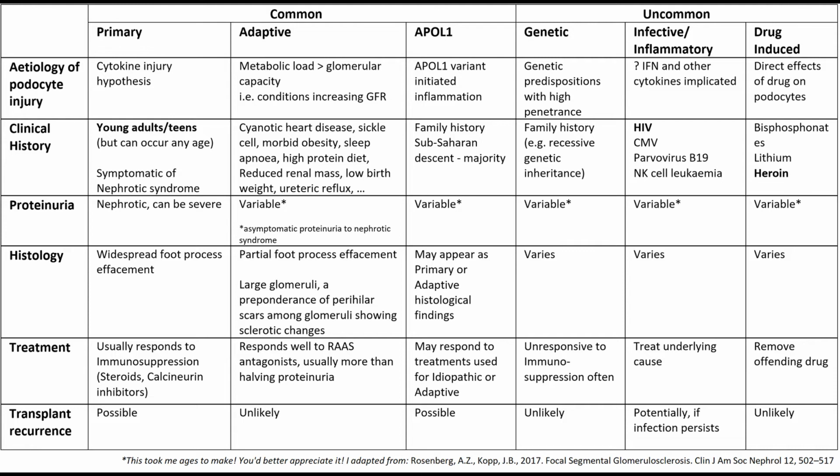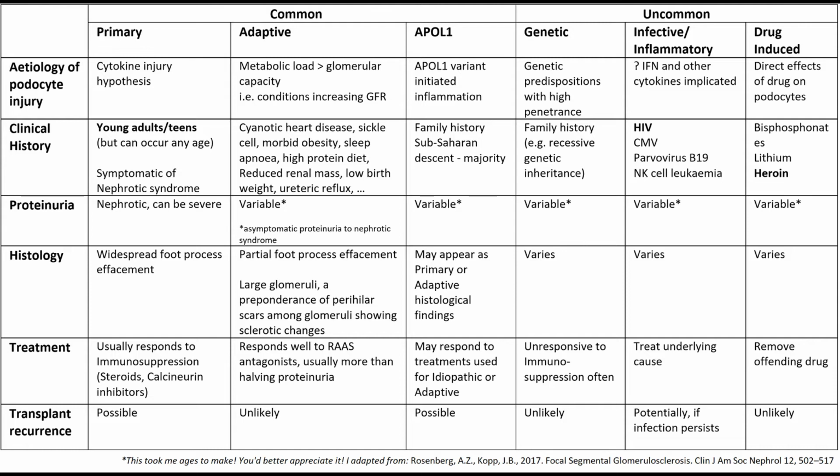The APOL1 variant of FSGS is essentially a genetic type of FSGS which occurs in people of sub-Saharan descent. It will cause a primary or adaptive FSGS picture histologically, and it will also respond to treatment as those two do. Essentially, it's just the genetic predisposition which causes a primary or adaptive type of FSGS.